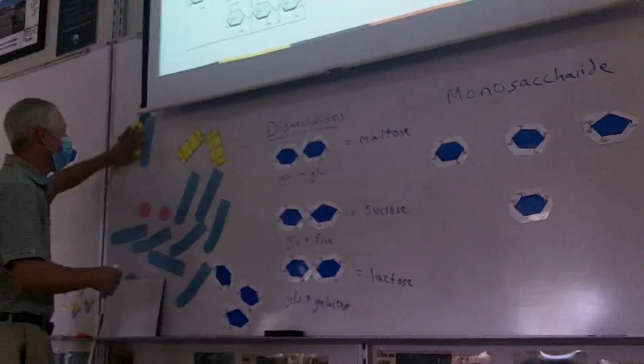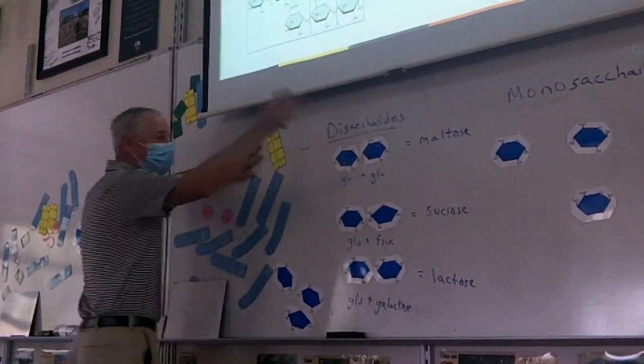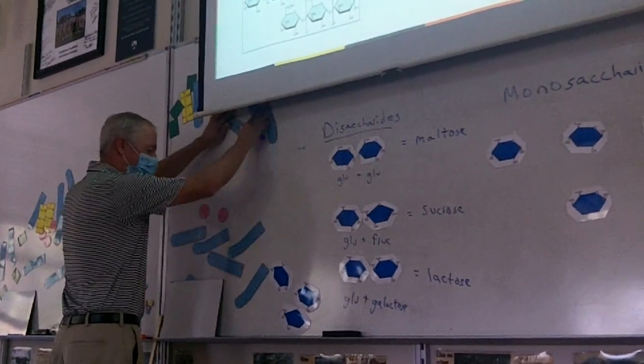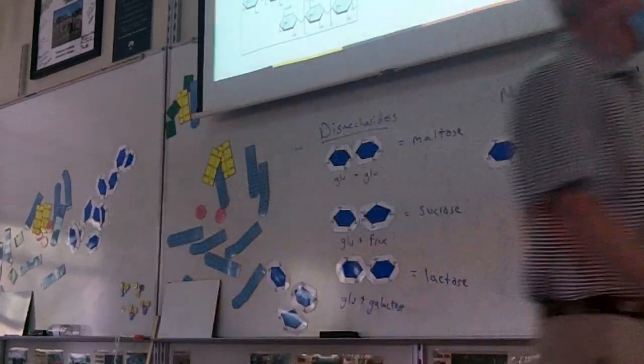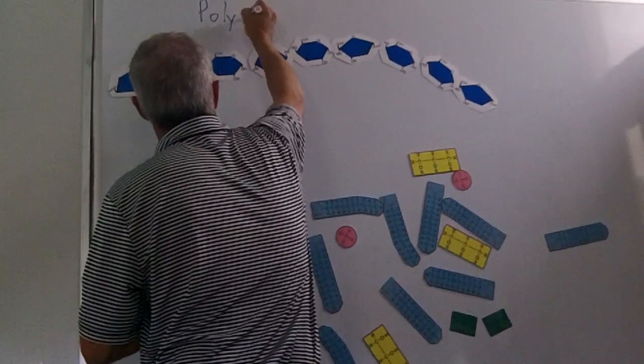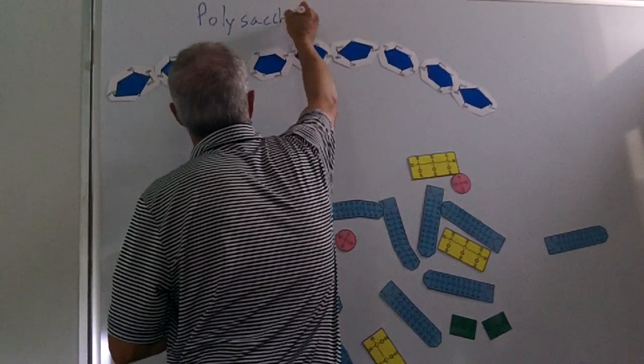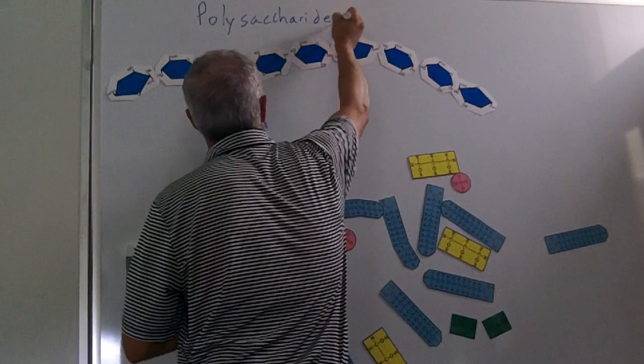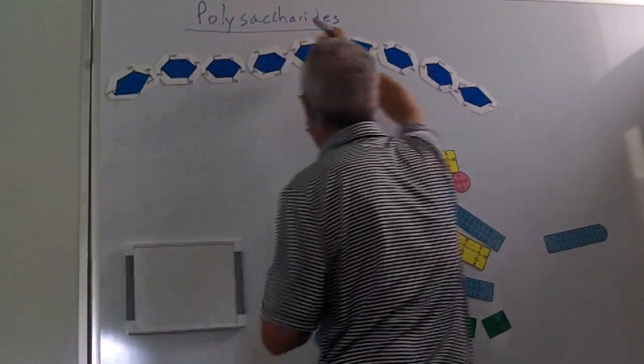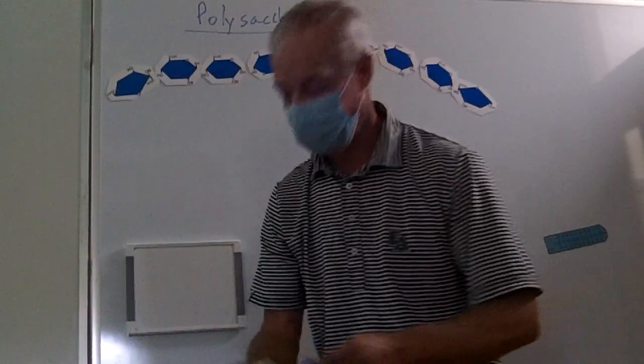Now, finally, let's talk about polysaccharides. You've got monosaccharides, you've got disaccharides. Here, I'll do it on this board. You can just hook a bunch of these together, one after another, and make polysaccharides. Poly means many sugars, hooked in a chain.